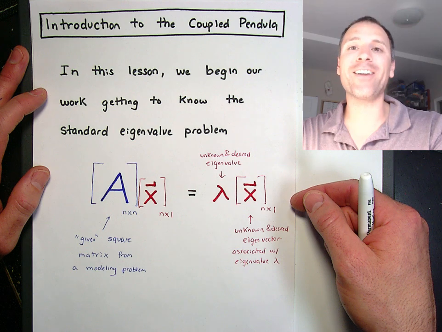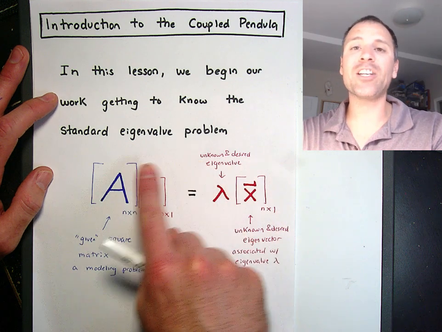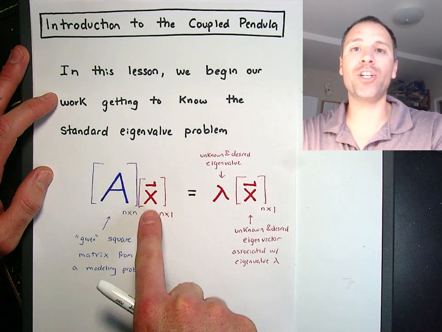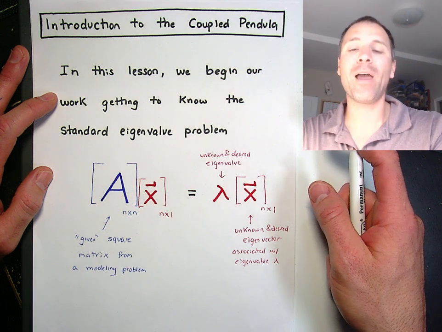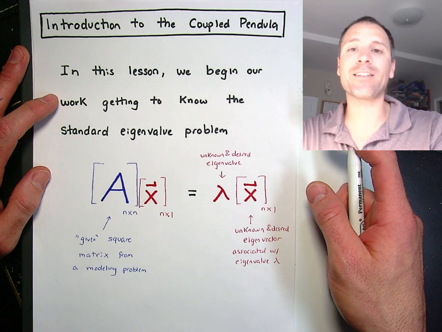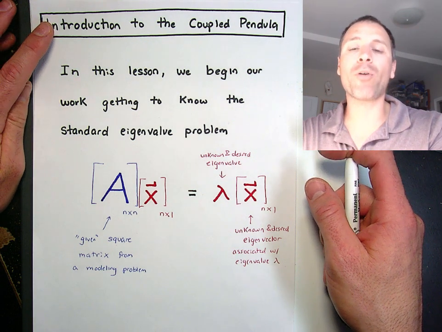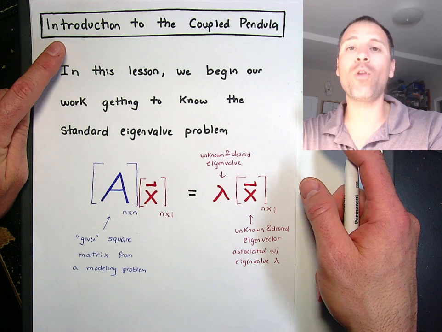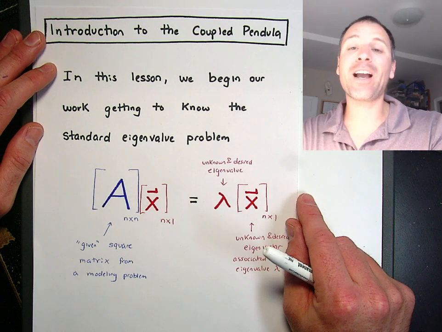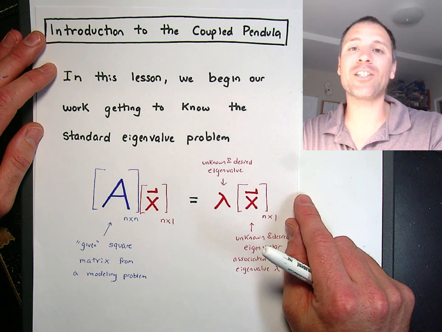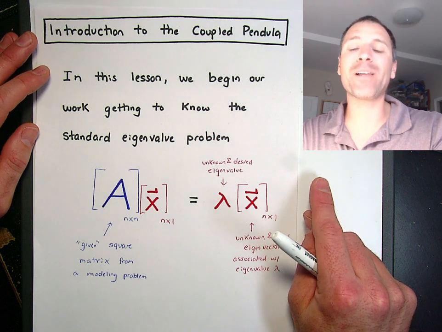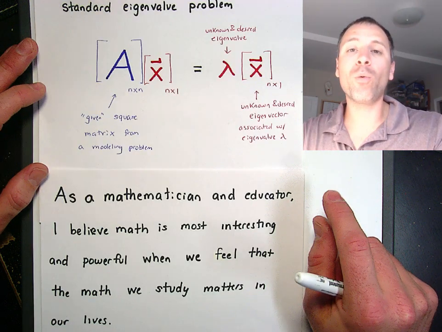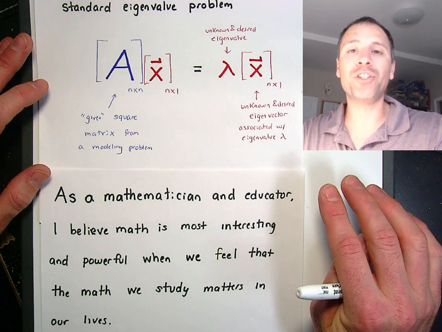In our work with the standard eigenvalue problem, we're going to get to know this matrix equation through work with an authentic real-world modeling problem that each of us does in this class. More specifically, we're going to look at a problem that I called the coupled pendulum problem. The coupled pendulum problem is analogous to a three-spring, two-mass system where the springs on either ends have been replaced with pendulum motion.